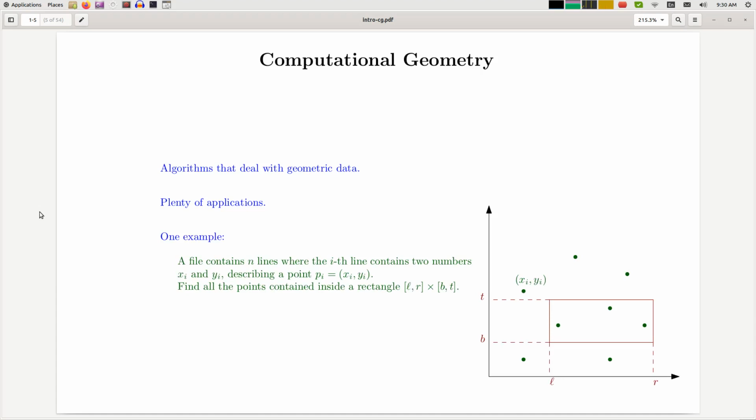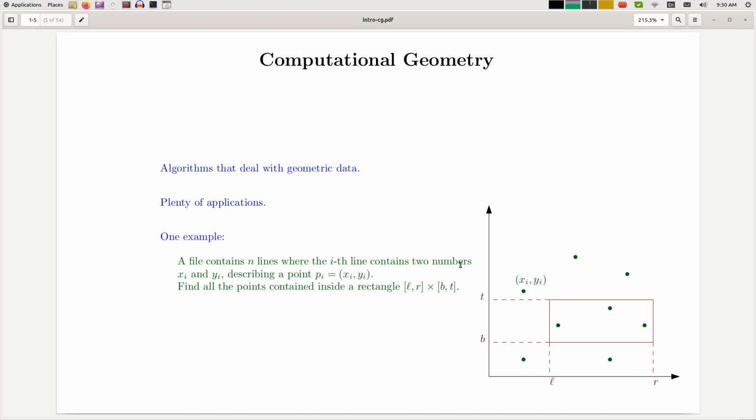Let's look at one example of a problem in computational geometry to see what we're talking about. This is a very simple example. Imagine you have a file that has n lines where the ith line contains two numbers, xi and yi. These two numbers are interpreted as the xi and yi coordinates of a point pi. So every line describes one point with those two numbers.